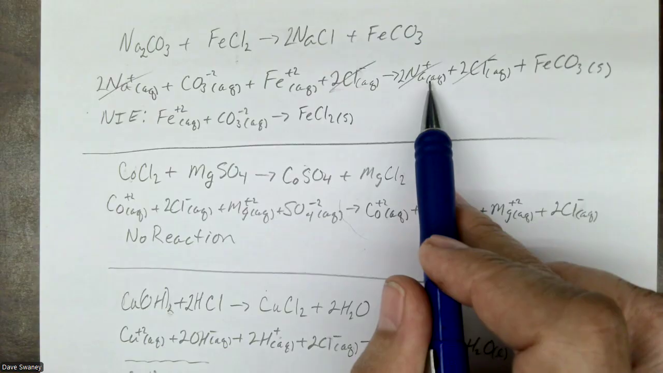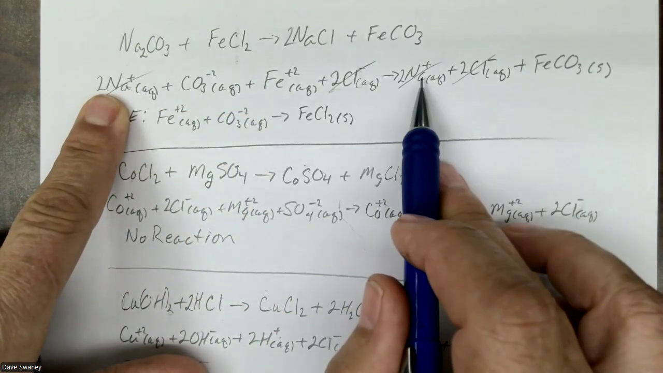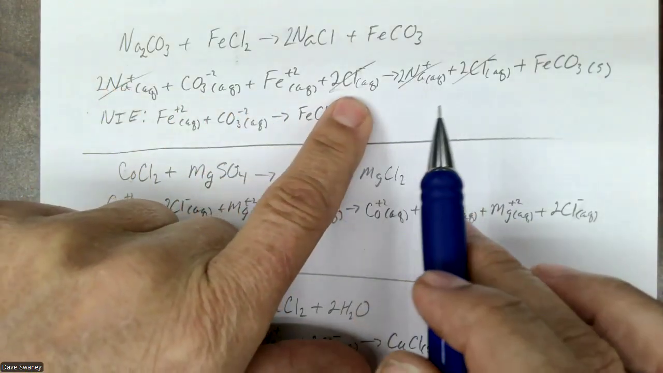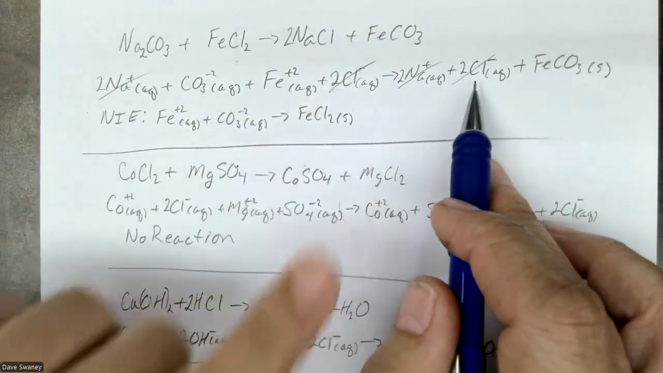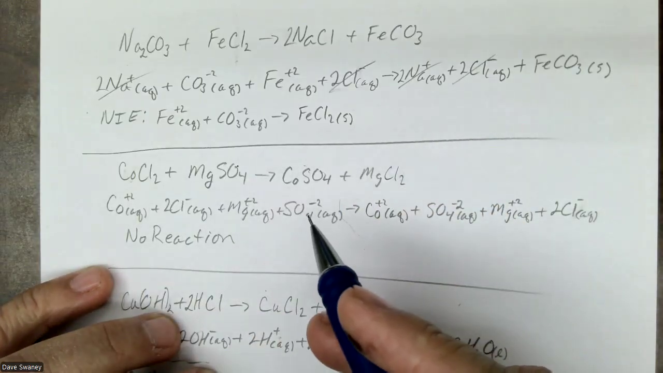And therefore, nothing happened to them. It was aqueous, dissolved in water. So that's why they're crossed out. Nothing happened to them. They didn't participate in the reaction.